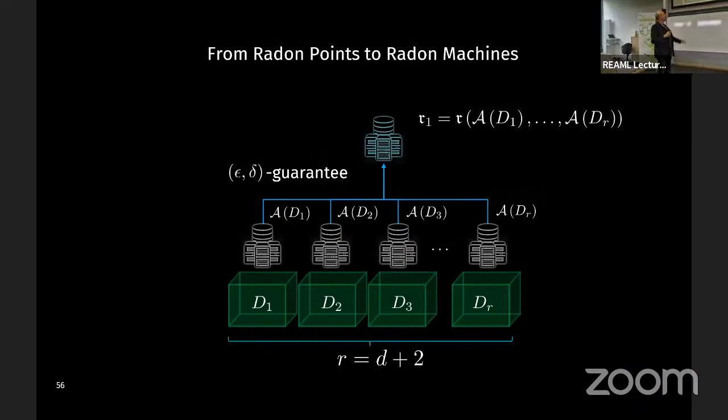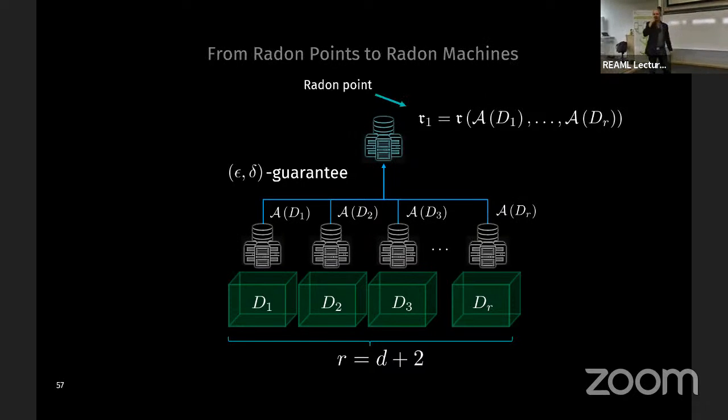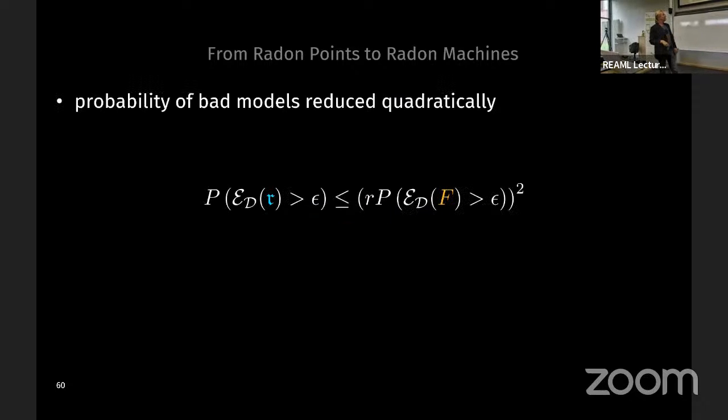Okay, so just to recapitulate, we do just standard federated learning, but instead of the average, we compute this Radon point, and we assume that for our local learners, we get some epsilon delta guarantee. Then that was the Radon number. And then you can prove that the probability that your model is bad is reduced quadratically. Yes.